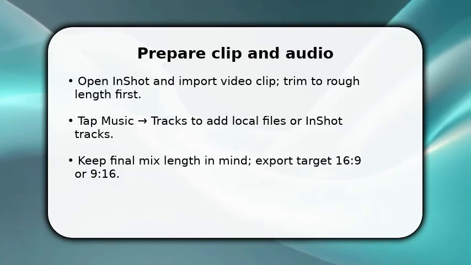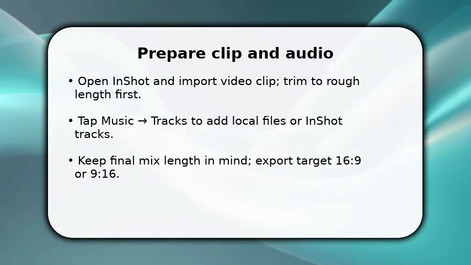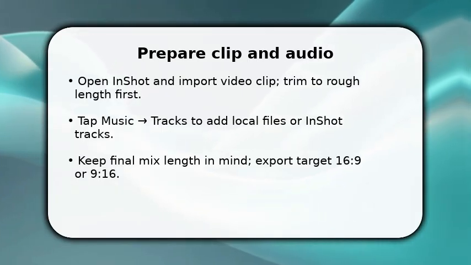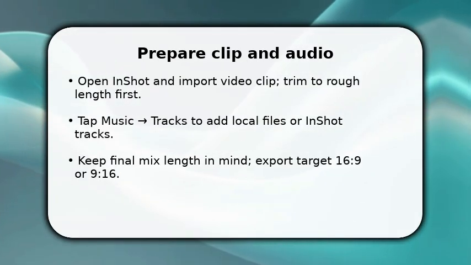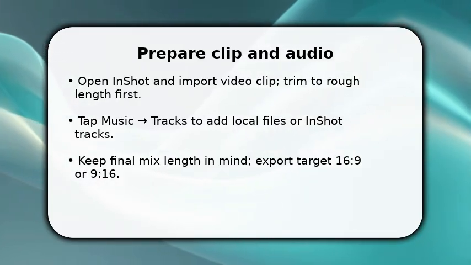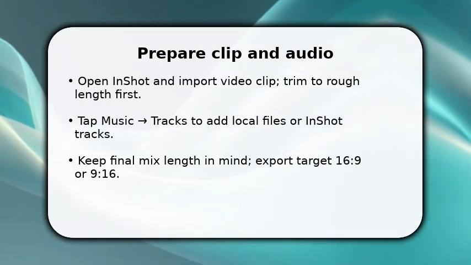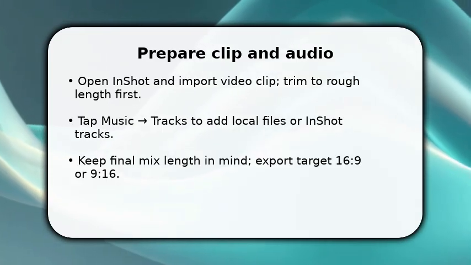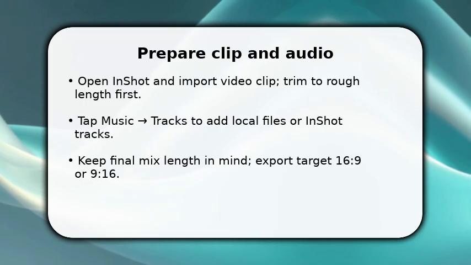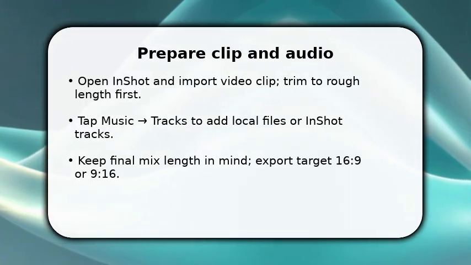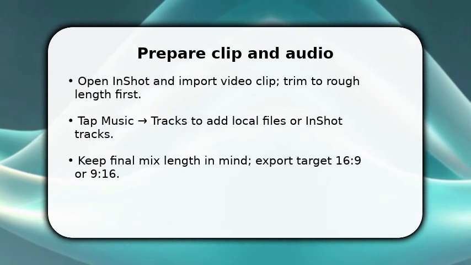Enjoy the video. You start by getting assets ready. Import your video and the music file into InShot, then trim the video to the approximate final length so you can match audio. Once done, choose Music, then Tracks, and locate either your local song or an InShot clip. This prevents re-editing later. Make sure you pick the correct aspect ratio for export so music timing aligns with cuts. This first step saves time because audio adjustments become simpler when the clip length is fixed.